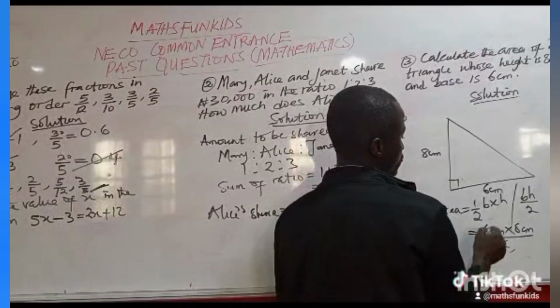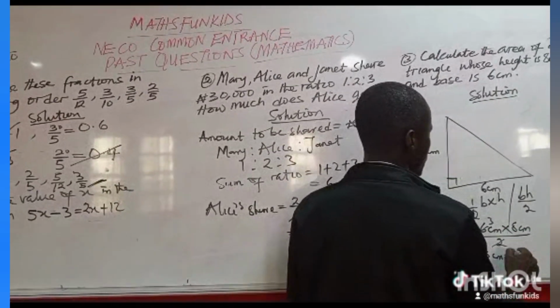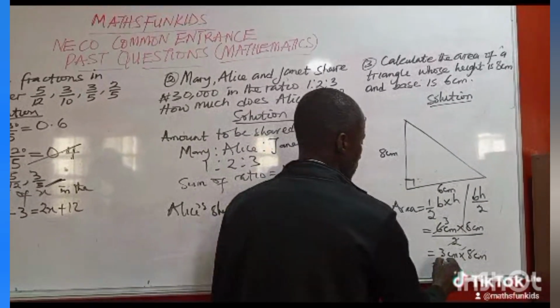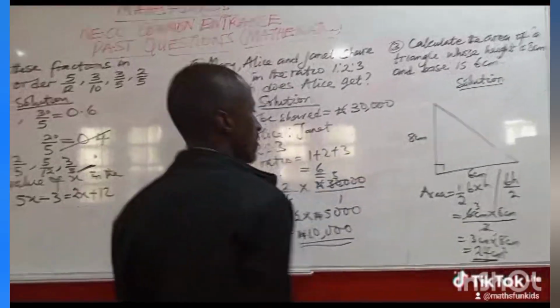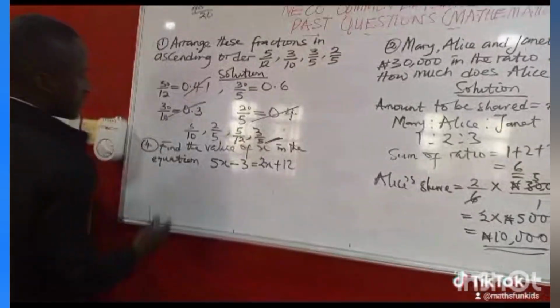2 goes there 1, 2 goes in 6 is 3. So we have 3 centimeters multiplied by 8 centimeters. And 3 times 8 will give us 24 centimeters squared. Now that's the end of question number 3. Now let's look at the final question.